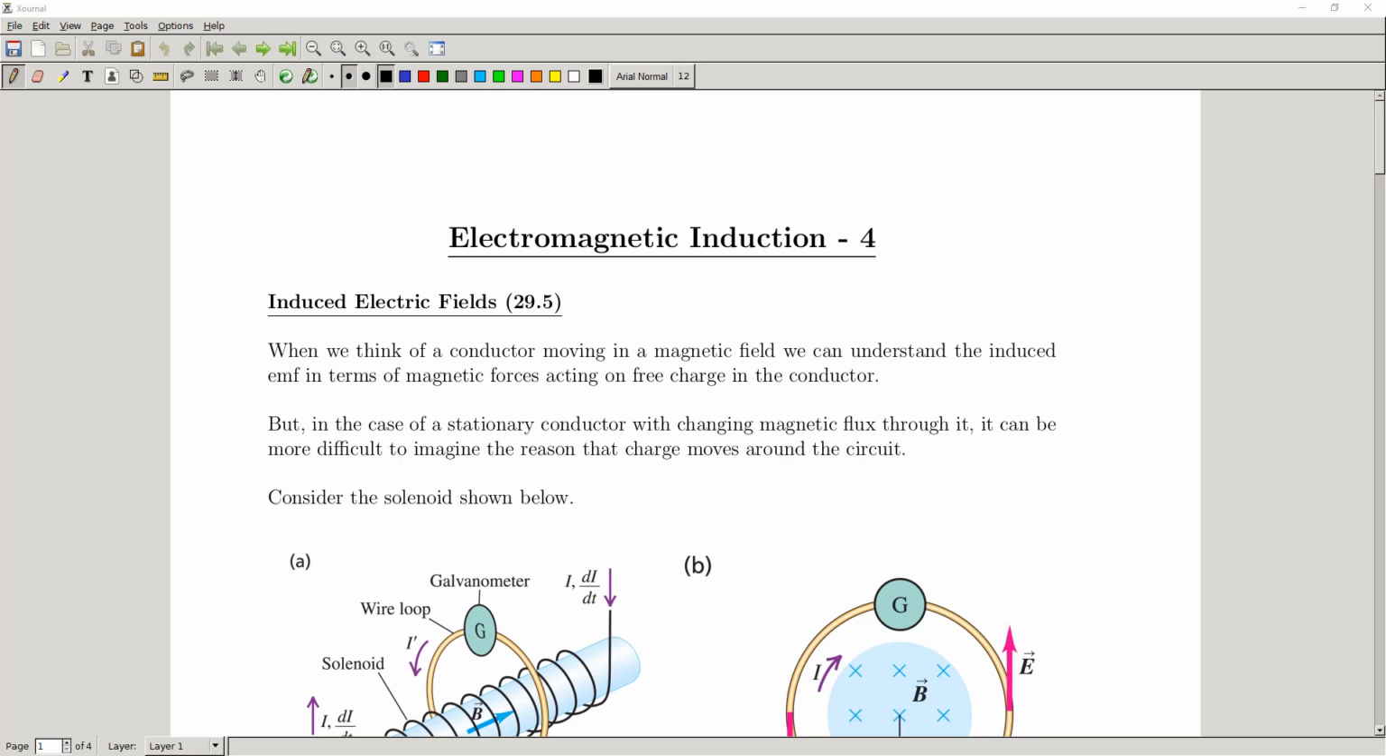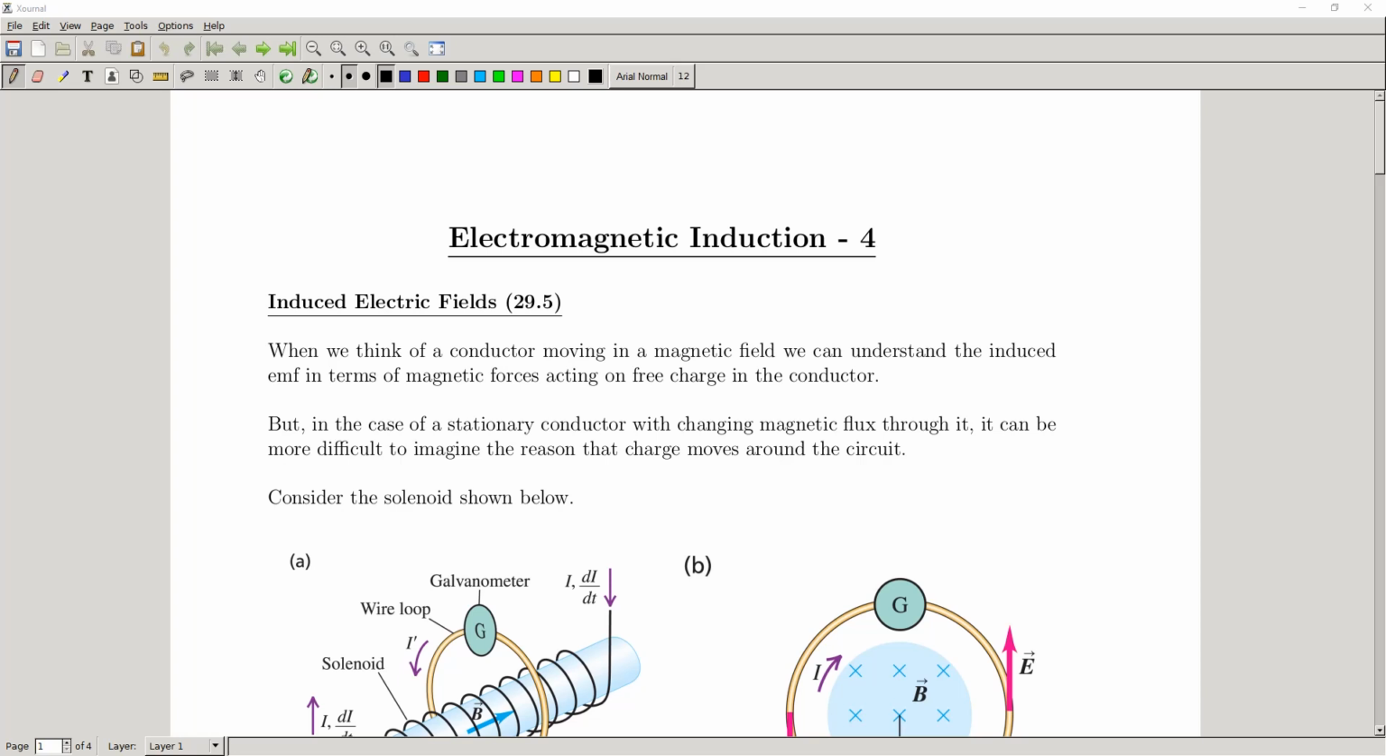Okay, this is going to be our fourth video in our electromagnetic induction series. This is also our second to last video, so I should probably mention that the book goes on to do a section on eddy currents. We're not going to be talking about that.